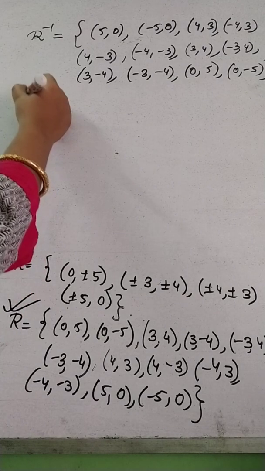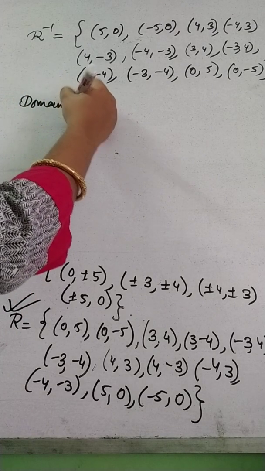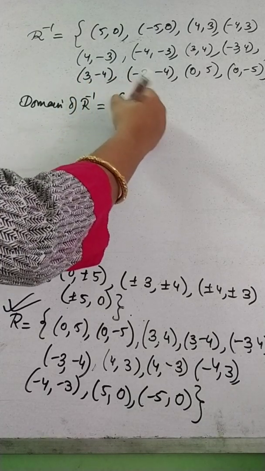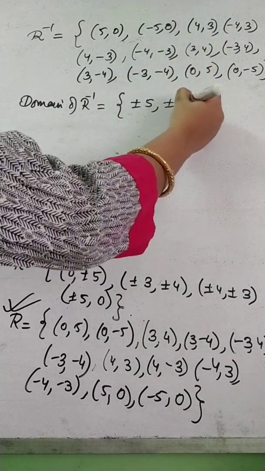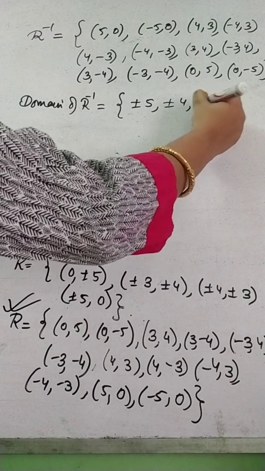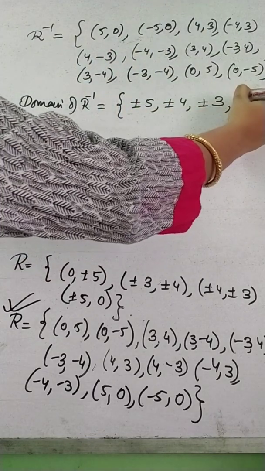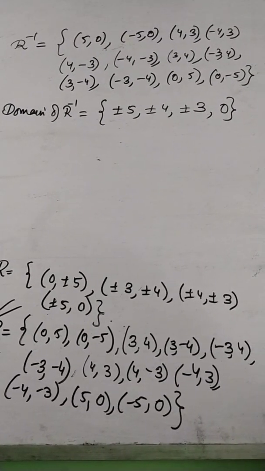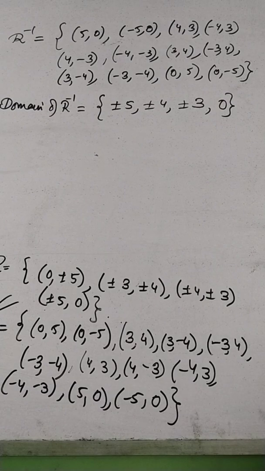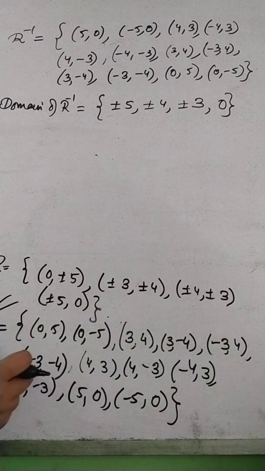Okay, so what is the domain of R inverse? Domain of R inverse is going to be the first components. What are they? 5 and minus 5, so plus minus 5, 4 and minus 4, plus minus 4, 3 and minus 3, so it's plus minus 3, already taken, and of course 0. So this is your domain of R inverse. Okay. And what about domain of R? Domain of R, obviously, it's going to be 0, plus minus 3, plus minus 4 and 5. Okay, so this is your answer.